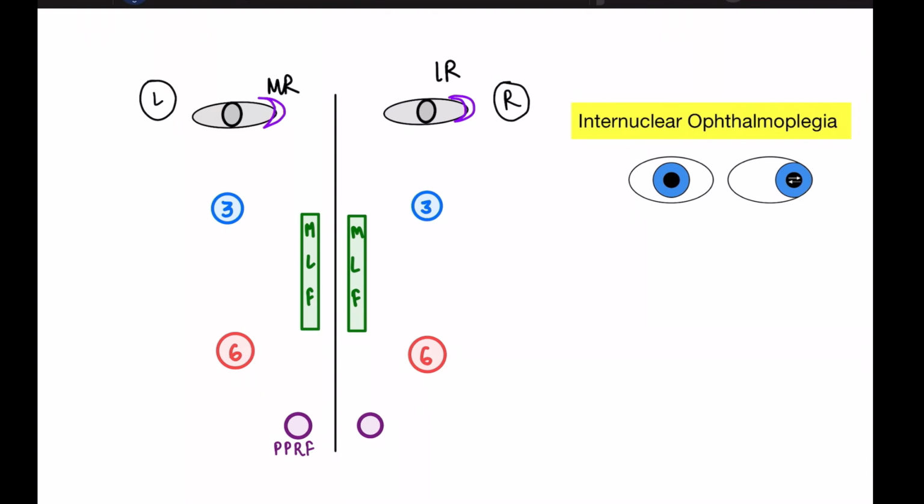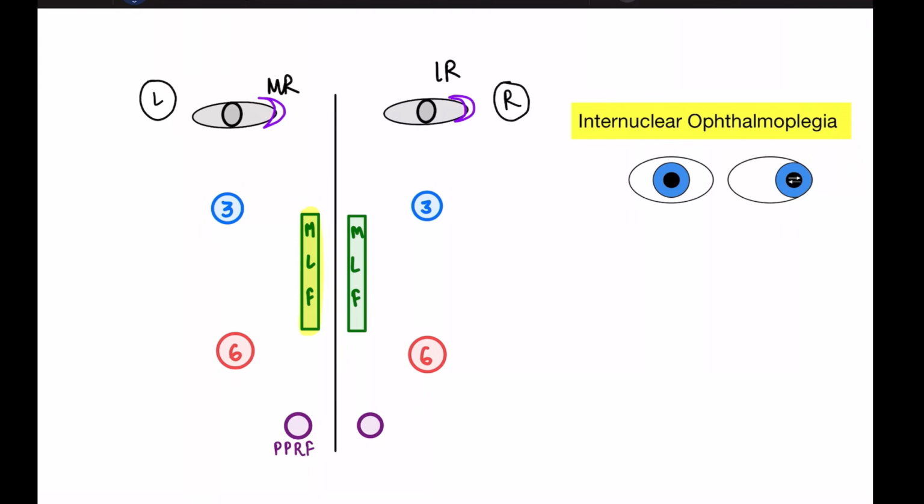Okay, now when I tell you about the disease, you will understand it even better. Now what happens is, in internuclear ophthalmoplegia, the medial longitudinal fasciculus of one side is gone due to any condition that can happen, due to ischemic stroke or any brainstem syndrome, anything. Okay, now since we know the physiology, it's very easy to understand what will happen.